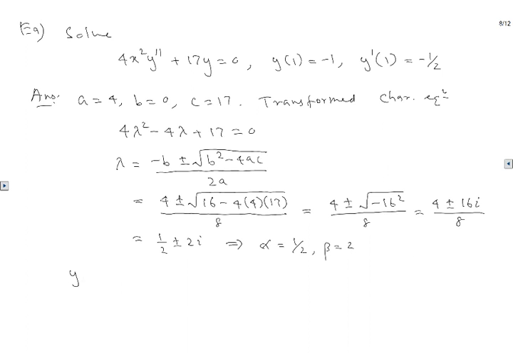So y equals simply x to the 1/2 times c1 cosine of 2 times ln x plus c2 sine of 2 times ln x. We just go for the x positive case. The reason is initial conditions are given at 1. Good, so that's the general solution.